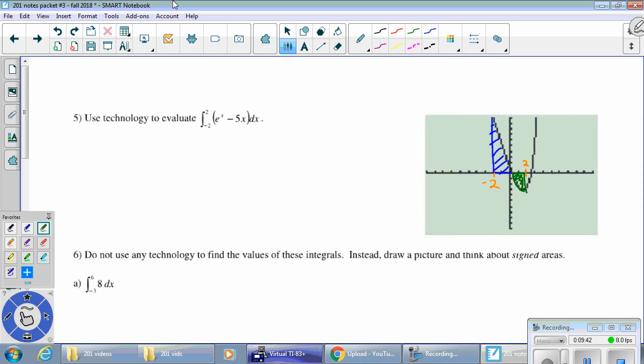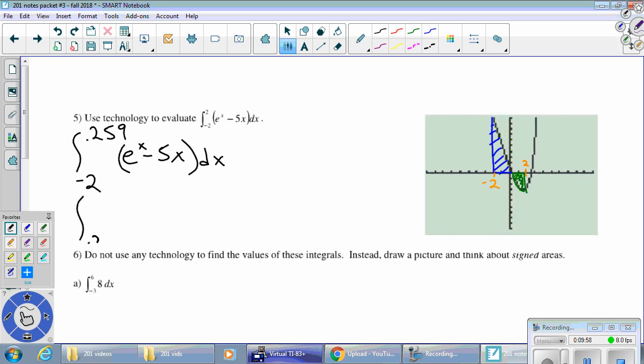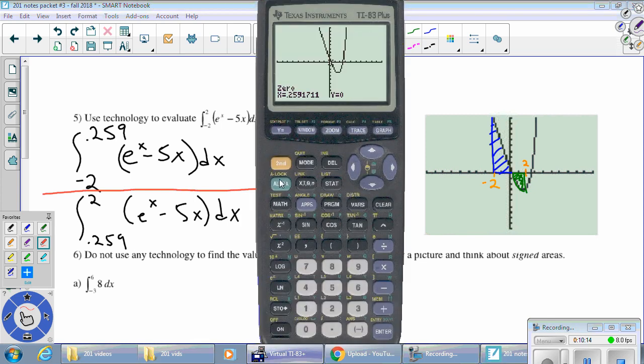So that is where we split this integral. We're doing the integral from -2 up to 0.259 of the function. And then separately, we're doing the integral from the same 0.259 over to positive 2 of the same function. So two integrals on the calculator. We will make them both positive numbers and then we will add them up.